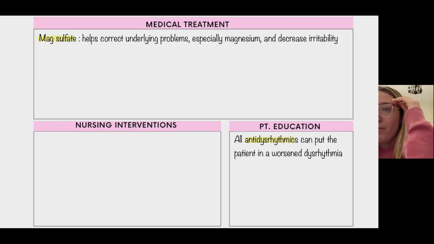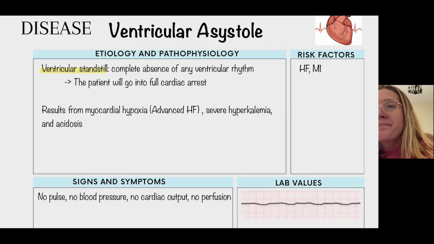So what do we do? Mag sulfate. This helps correct the underlying problem, specifically with magnesium. And that just goes back to the pharmacology of amiodarone. So just keep that in mind.